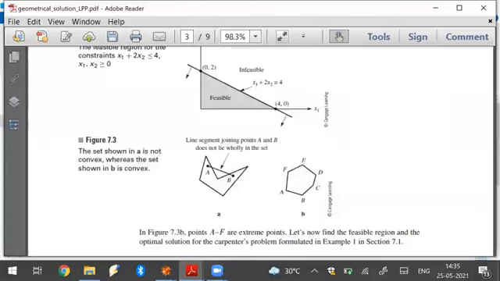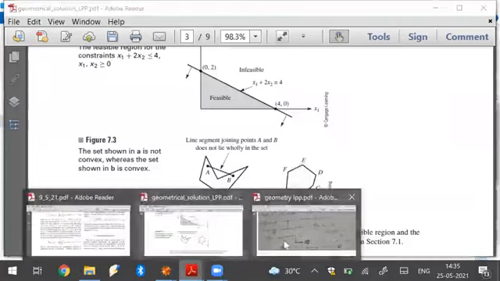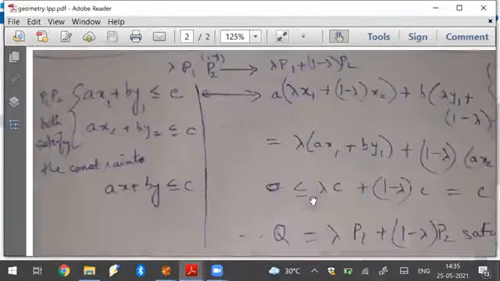Suppose you have in your hand two points, say P1 and P2, such that both satisfy the constraint, say Ax plus By less than or equal to C. P1 is the point (x1, y1), so P1 satisfying gives Ax1 plus By1 less than or equal to C. Again, P2 satisfying will give you Ax2 plus By2 less than or equal to C.